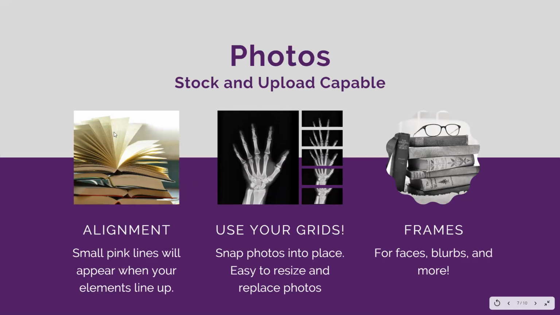The alignment, I can't show an example here on the slides, but I will show you an example in the demo. What happens is when you drag an element like a photo, a text box, or any of the background shapes, you will see these little pink lines appear, and the pink lines are telling you that you're aligned with various edges of either your document or other elements, or even the center of the document or other elements in your design.